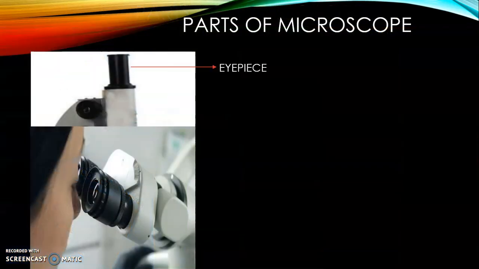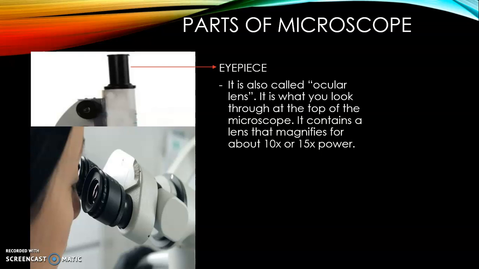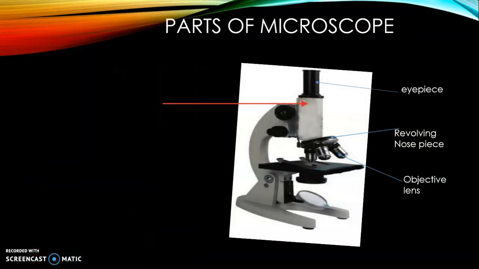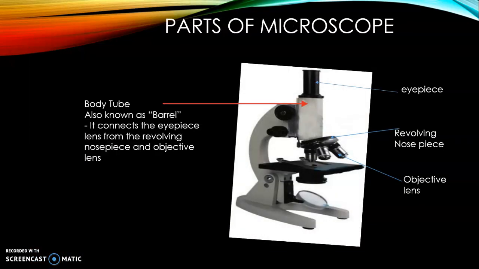This part is the eyepiece. It is also called the ocular lens. It is what you look through at the top of the microscope. It contains a lens that magnifies about 10 times or 15 times power. Another part of the microscope is the body tube, also known as a barrel. It connects the eyepiece lens to the revolving nosepiece and objective lenses.